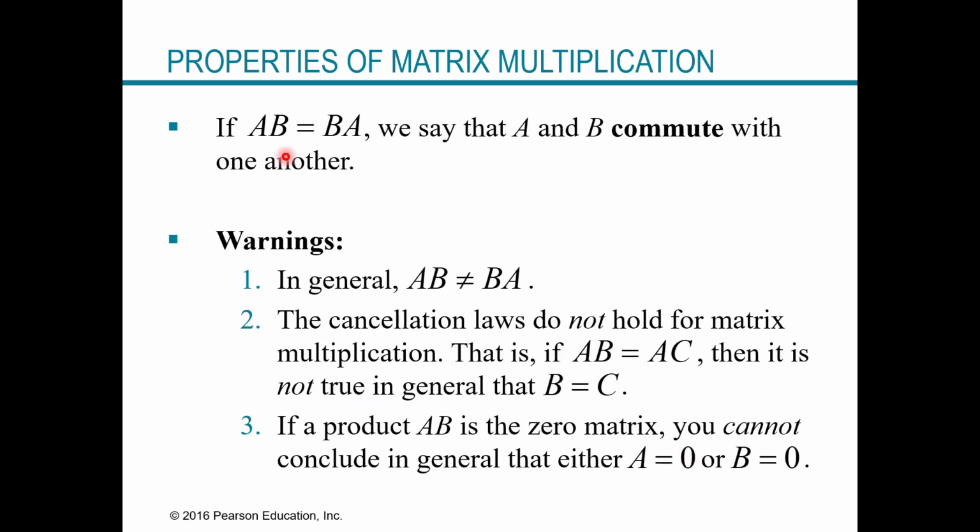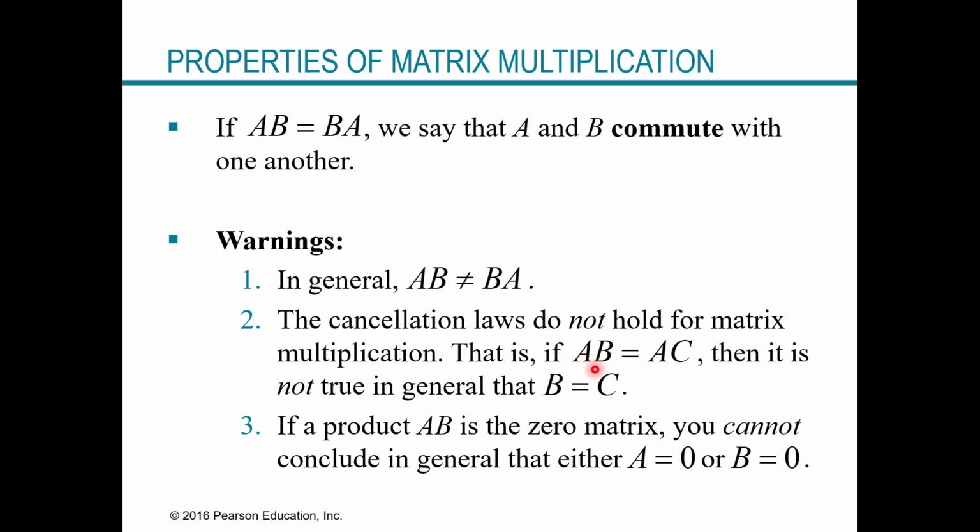Okay, so if A times B happens to equal B times A, then we say that A and B commute with one another. And so some warnings for us here. In general, these are not the same. A times B is not the same as B times A. And then just be aware, the cancellation laws that you've used with algebra don't hold for matrices, for matrix multiplication.